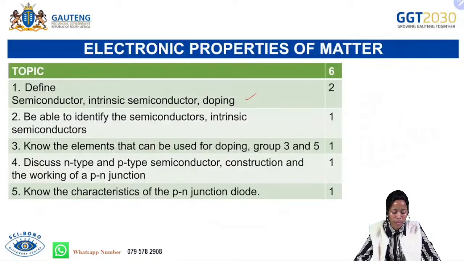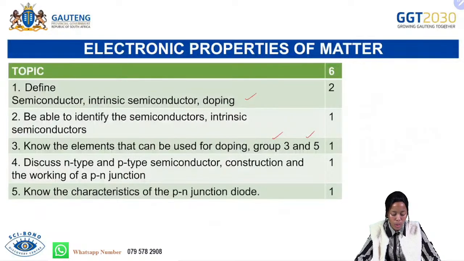So with this one then, we need to know, we need to define semiconductor, intrinsic semiconductor, as well as doping. Number 2, when it comes to this topic, you must be able to identify what? Be able to identify semiconductors, be able to identify intrinsic semiconductors. Number 3, know the elements that can be used for doping. Group number 3 and group number 5.